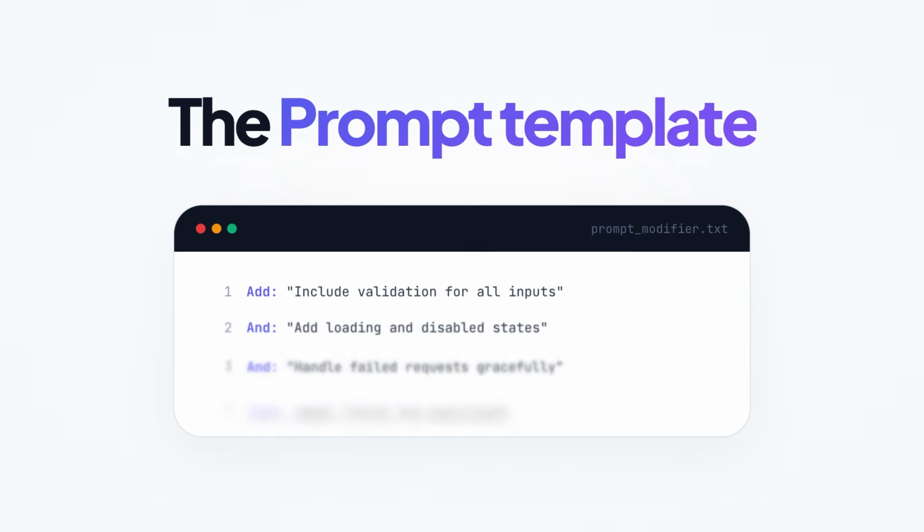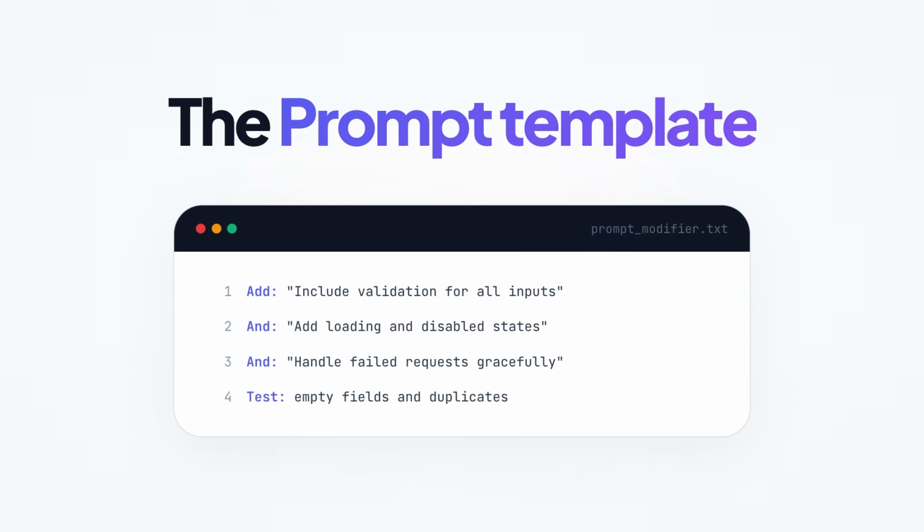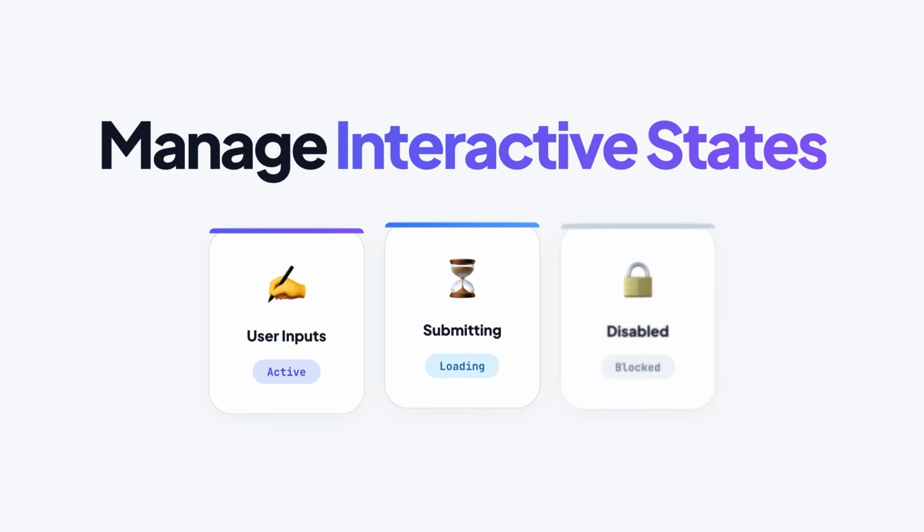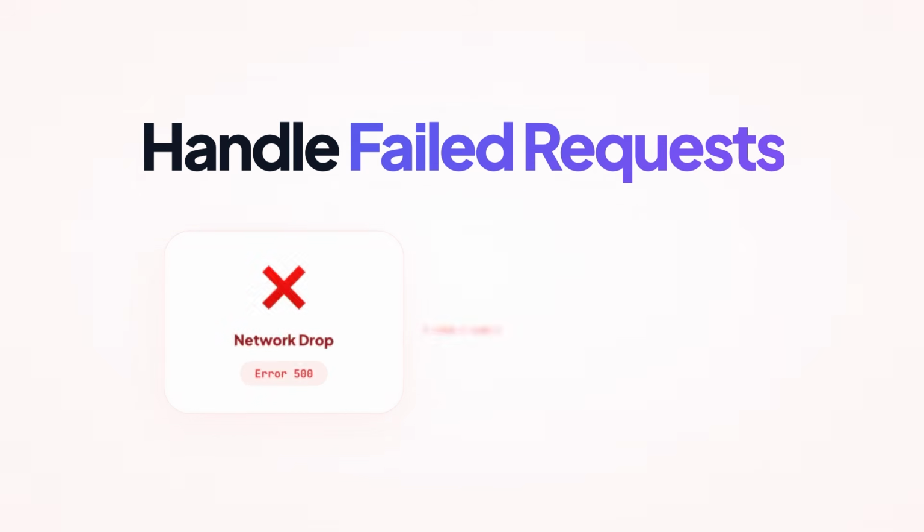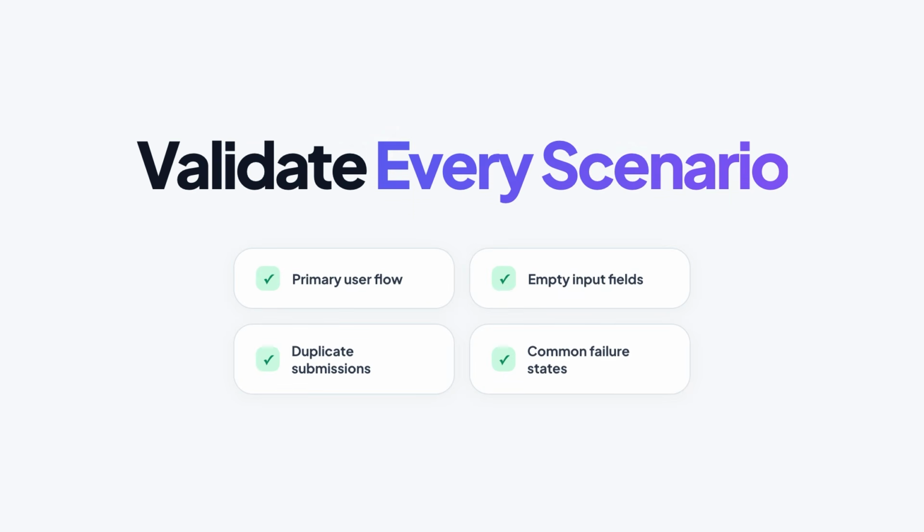Okay, I promised you the modifier at the beginning of this video. Here it is. After describing your application, add: Include validation for all required inputs, with clear error messages. Add loading and disabled states during submissions. Handle failed requests and unexpected responses gracefully. Test the primary user flow, empty fields, duplicate submissions, and common failure states before considering the task complete.